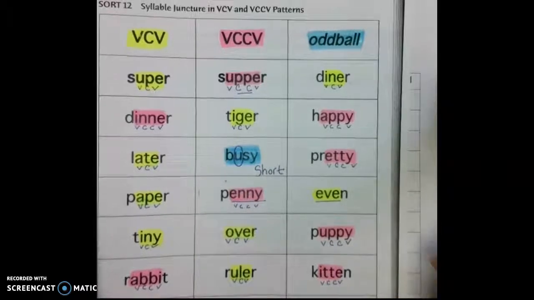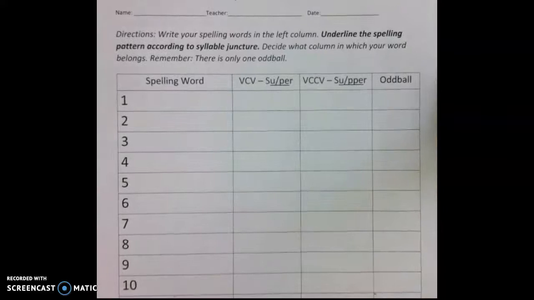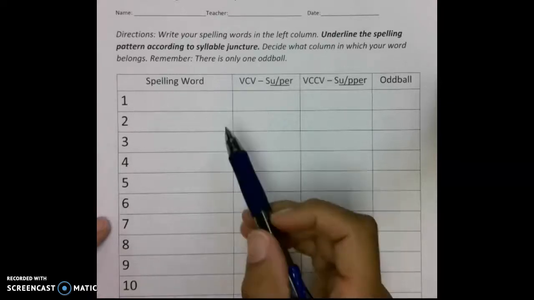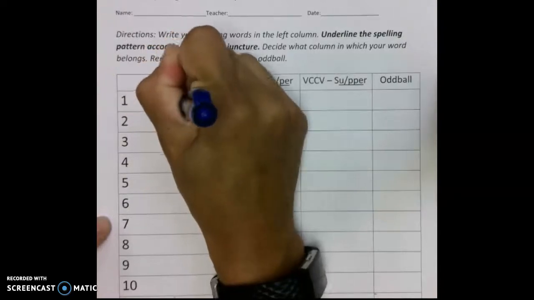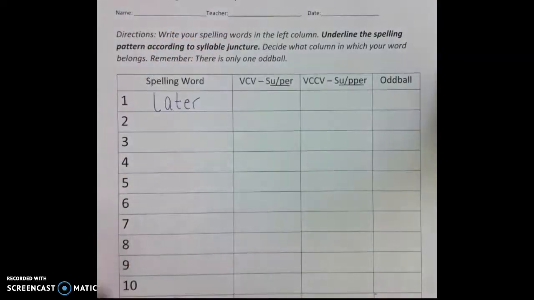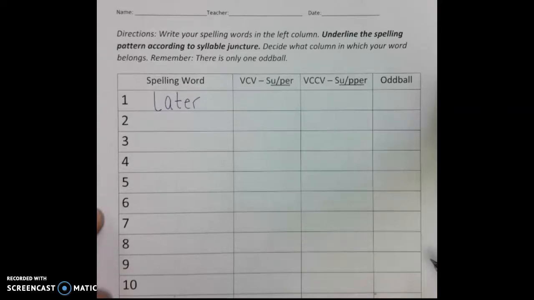Since we only have one oddball in our sort, let's become familiar with that between now and next Thursday. For example, I'm going to say to you, okay, students, your first word is later. I'm going to go to dinner later. You will then have a few moments to write your word on the line for number 1 correctly. I will then give you a few minutes to find the pattern and place it in the correct column. Here's what it looks like.